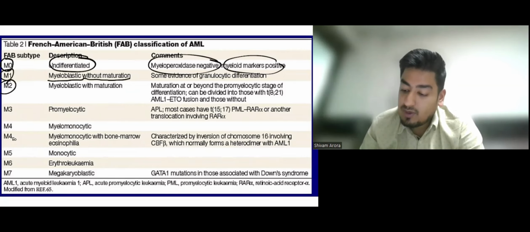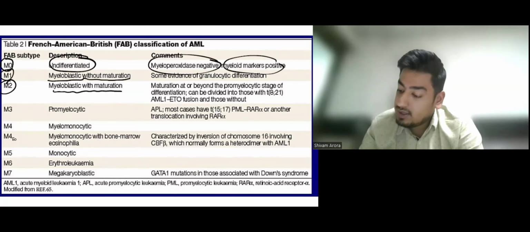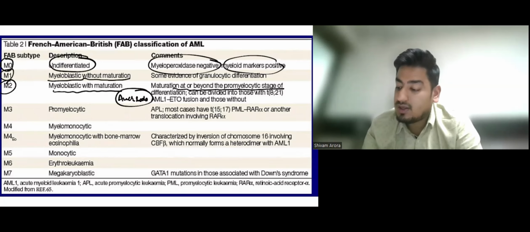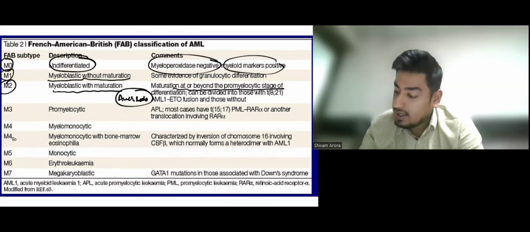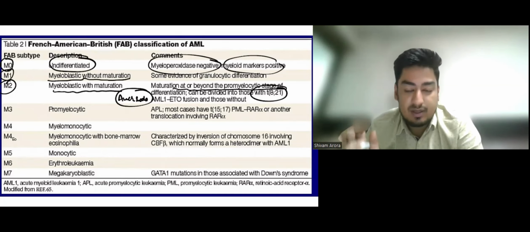Then we have M2 in which there is myeloblast which matures. So myeloblast with maturation. And maturation at or beyond the promyelocytic stage will be seen here, and some Auer rods will also start to get seen here. Okay, and translocation 8 to 21 याद होता है तो ठीक है, otherwise it's okay. So translocation 8;21 is seen here.